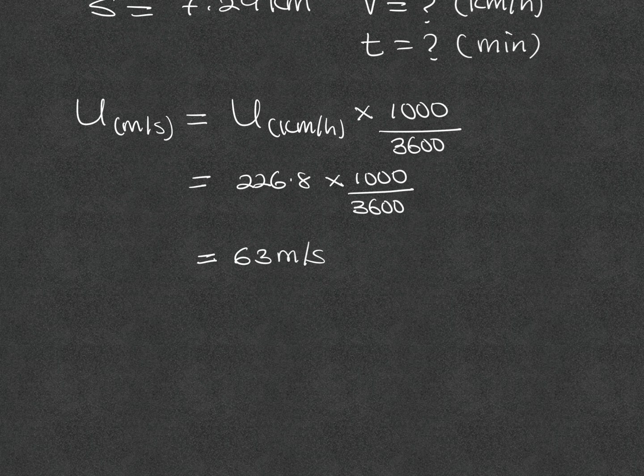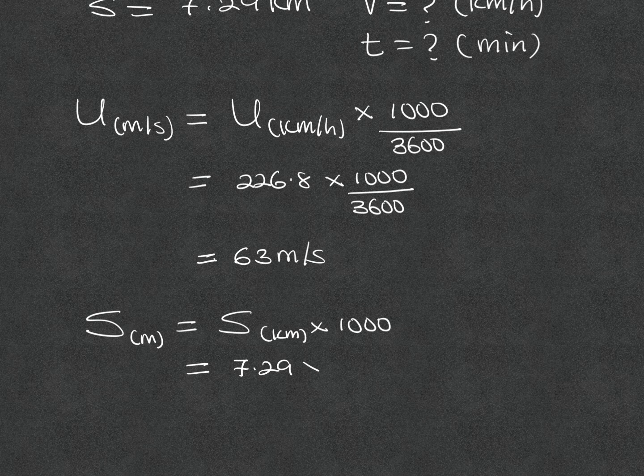Okay, we also have the distance in kilometers, so let's convert it to meters. The distance in meters is equal to the distance in kilometers multiplied by 1,000. So that will be 7.29 times 1,000, and we will have 7,290 meters.